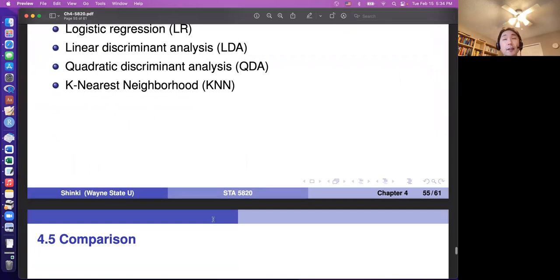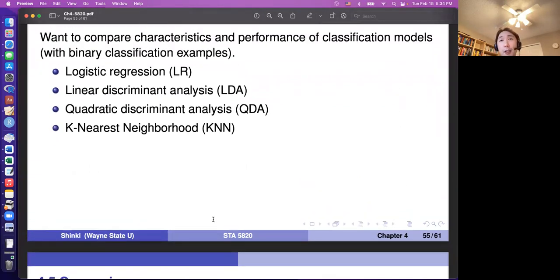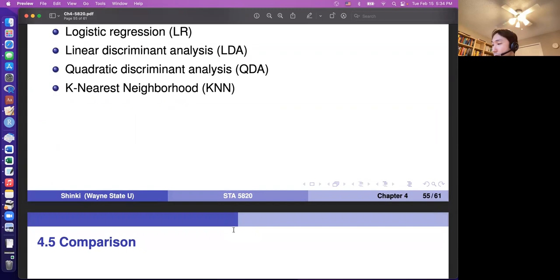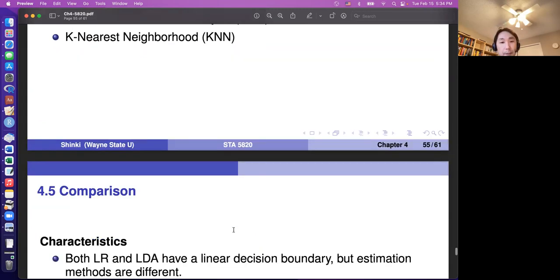KNN is non-parametric, so we don't have much theory behind it. For example, no testing is involved and no parameters are involved, so we cannot see any significance. But it's more flexible than other models, so it may be beneficial for more complicated data sets.